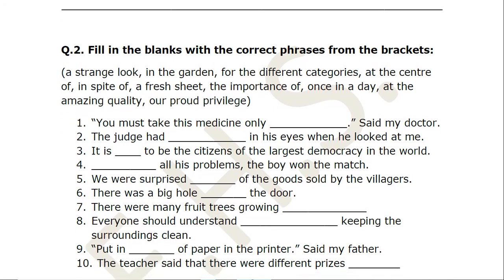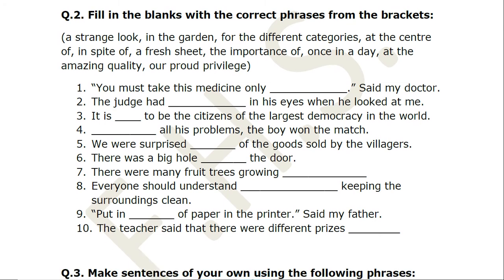Fill in the blanks with the correct phrases from the brackets. So in the brackets, the phrase is given. Which phrase fits into which sentence correctly makes it sound proper? You have to think and analyze and write. A strange look in the garden, for the different categories, at the center of, in spite of, a fresh sheet, the importance of, once in a day, at the amazing quality, our proud privilege. Now I'll read the sentences for you. And then once you finish, tick this so you know that this is over. Clear? Okay, the next one.